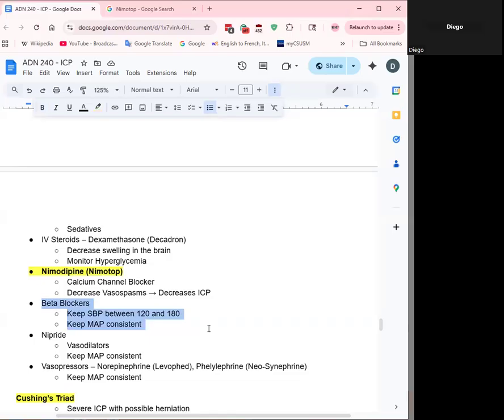So beta blockers would be to maintain the MAP at certain levels. We don't want to be above 180, but it depends on what the order is for the patient, if they want to be kept at a specific MAP or a specific blood pressure for permissive hypertension.